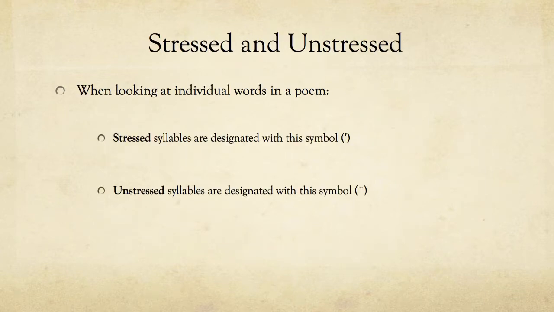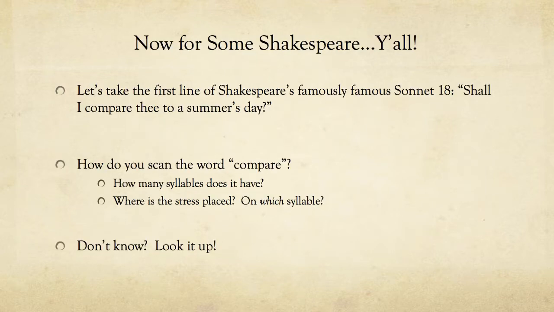So in poetry, when we are scanning, we mark stressed syllables with a slash above the top and unstressed syllables with a little U-shaped symbol, because scanning is a visual practice. So what you're going to do is open a book or copy a poem, and you are literally going to take a pencil and mark stressed and unstressed syllables for the first part of this. Okay, now for some Shakespeare.